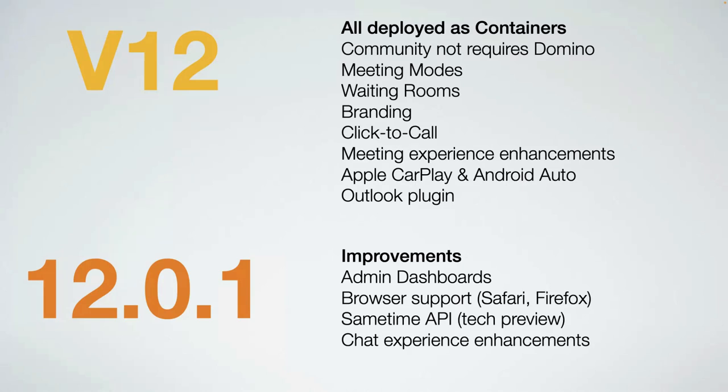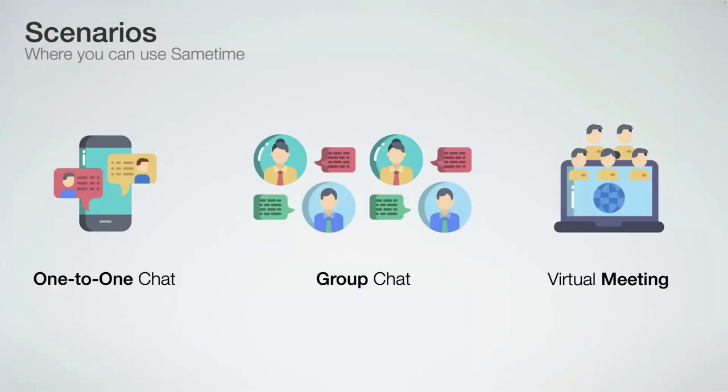Okay. If I can summarize where you as a customer, where you as an end user can use Sametime, for which purpose it is used, there are mainly three main topics. One-to-one chat, like Adam is talking to Betty, group chat where 3, 4, 5, 10 people are discussing some project, and virtual meetings, video conferences, sharing slides, discussing, lecturing, so providing some education, and so on.